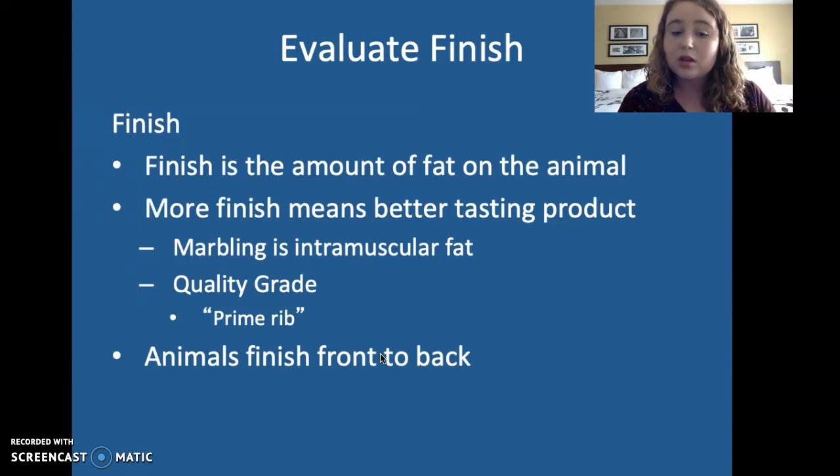And then animals finish from front to back, and then they finish top to bottom. So the last place on the animal is the flank. So you might have to look back in your notes and remember where the flank is.